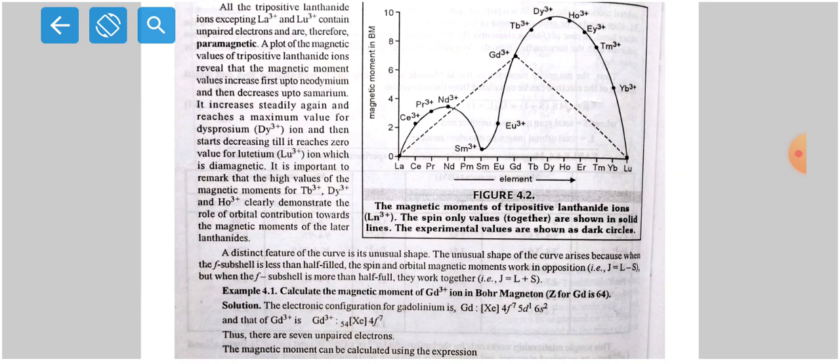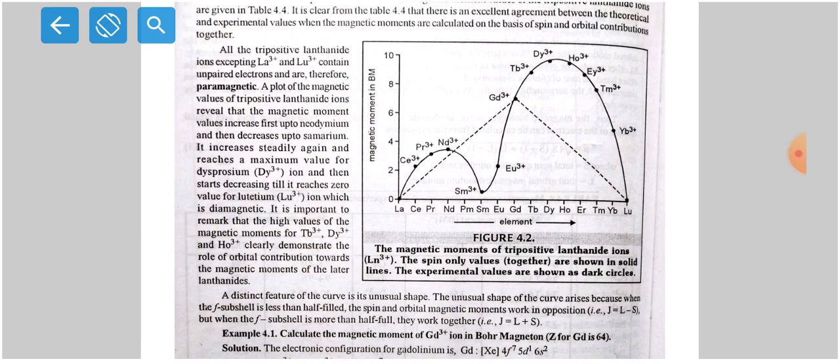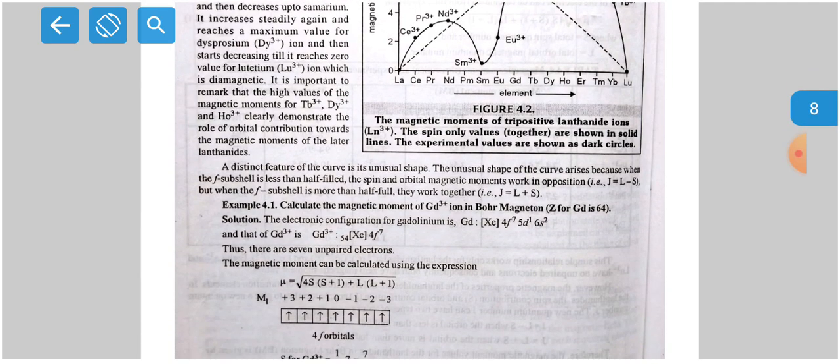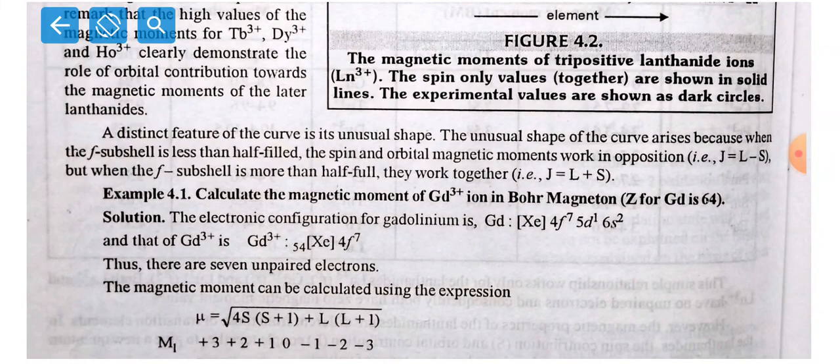Figure 4.2 shows the magnetic moment of tripositive lanthanoid ions, La3+. The spin-only values together are shown in a solid line and the experimental values are shown as a dark line. A distinct feature of the curve is an unusual shape. The unusual shape of the curve arises because when the f subshell is less than half filled, the spin and orbital magnetic moments work in opposition, that is J = L − S. But when the f subshell is more than half full, they work together, that is J = L + S.